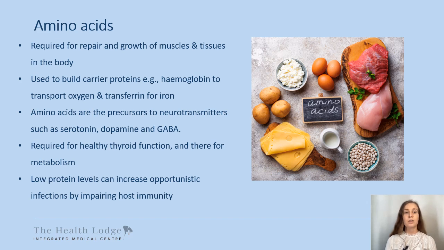They are also the precursors to neurotransmitters such as your serotonin, your dopamine, and GABA, so very important for a healthy nervous system. They are required for our thyroid function and therefore healthy metabolism. And low protein levels, so low amino acid intake, can increase opportunistic infections as it will impair our host immunity.